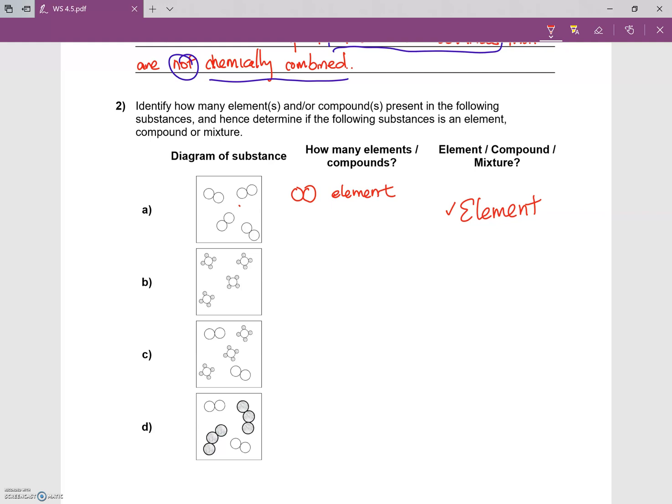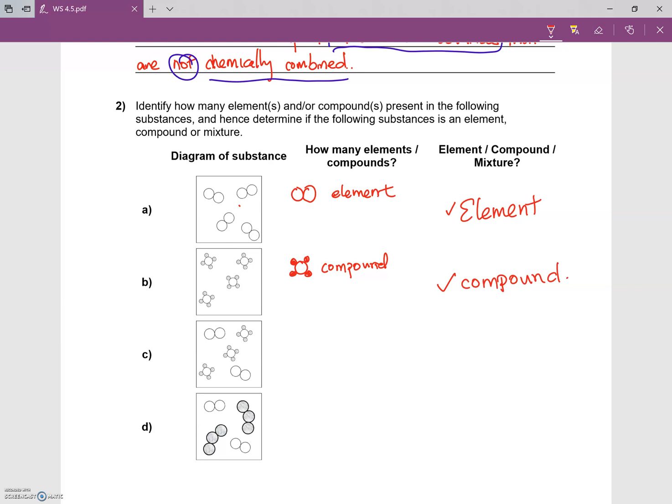Now let's look at part B. You can see there's one pattern, a circle with four shaded circles. Do you realize that this one is made of two different types of atoms? When there are two different types of atoms joined together, we consider this a compound. As there's only this one compound, purely this compound, we consider this a compound.